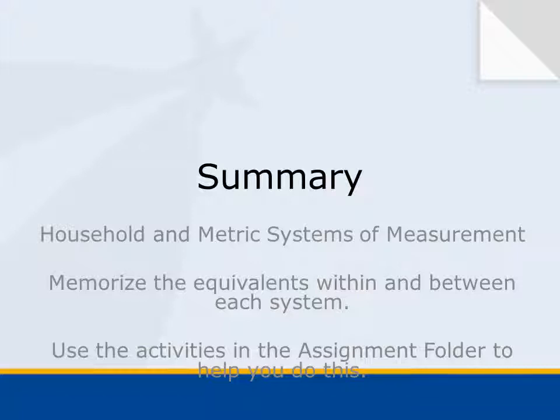We have now looked at two systems of measurement which are used in healthcare. The next step will be to learn how to convert to different units within a system, for example, converting cups to ounces or ounces to teaspoons, or converting grams to milligrams, and to convert between systems, for example, milliliters to teaspoons. First, you will need to memorize the equivalents within and between each system. Many students find it helpful to make flashcards. I have also put some activities in the assignment folder that may be helpful.